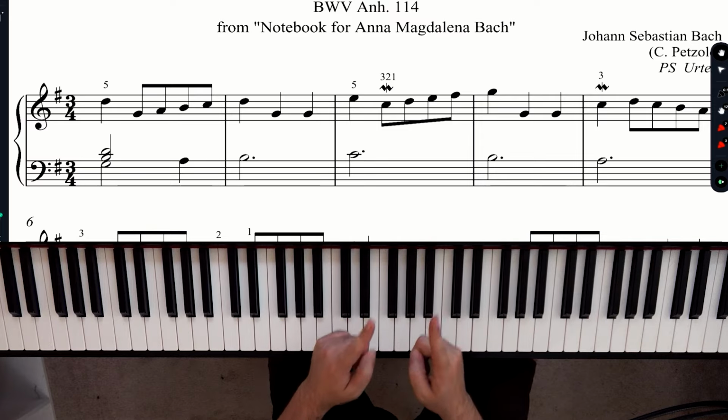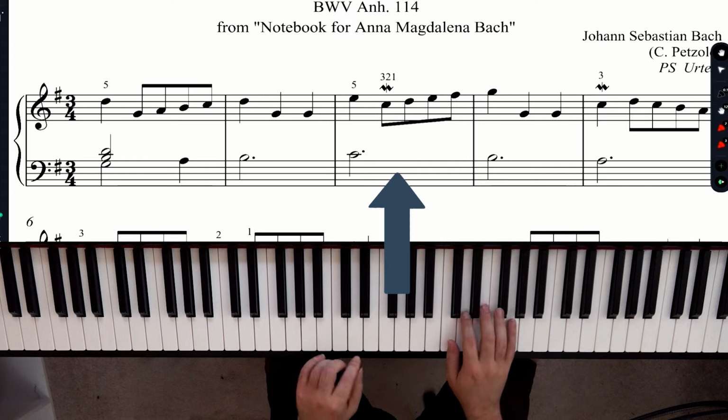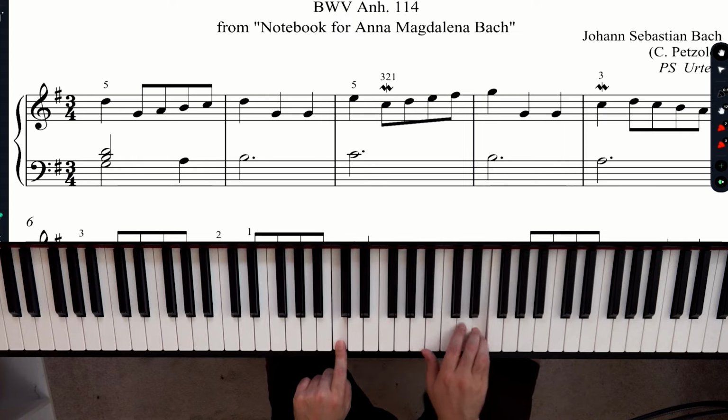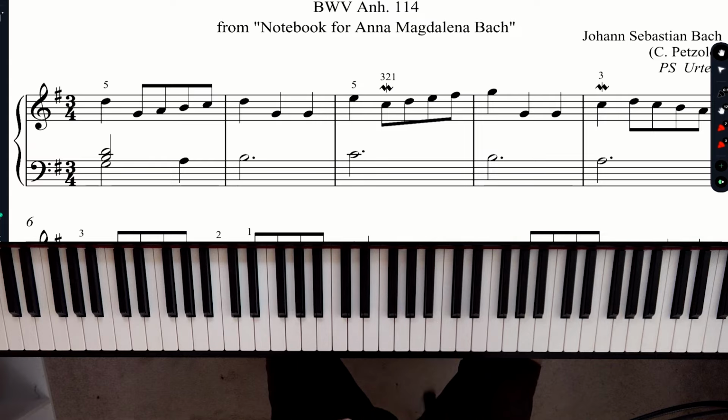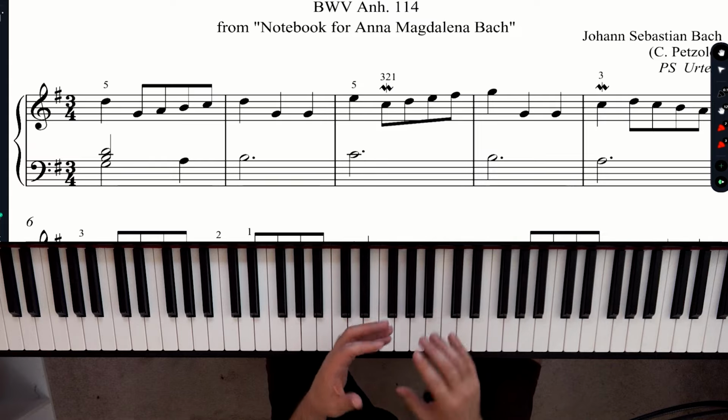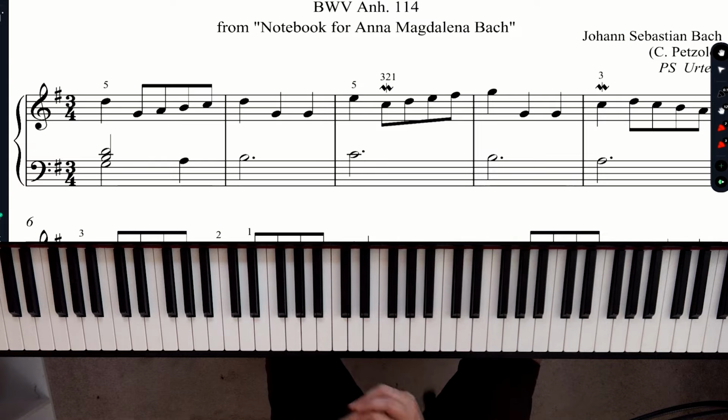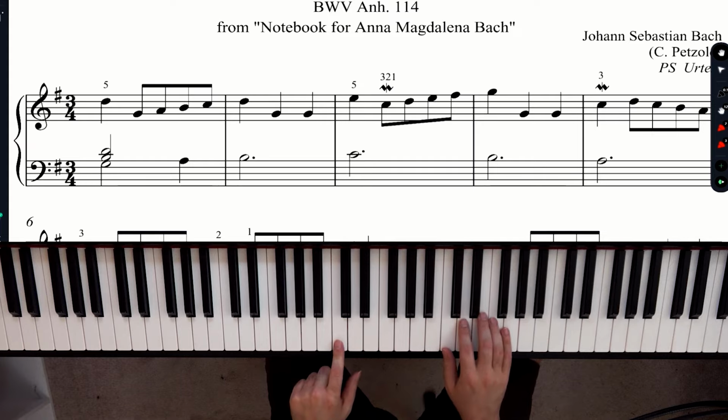Now, I want to talk about this measure right here, where you have the C in your left hand, E in the right hand, and then you have this inverted mordent right on the beginning of a pair of eighth notes, or I guess four eighth notes right in a row. So it can be kind of tricky. Here's how I'm going to count that, right?